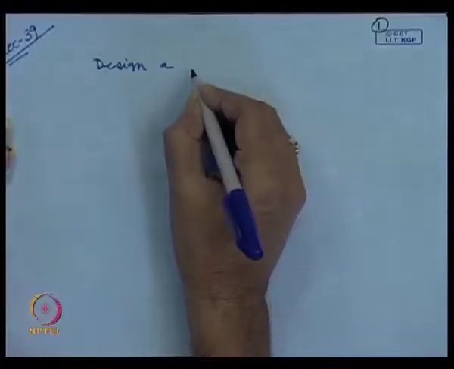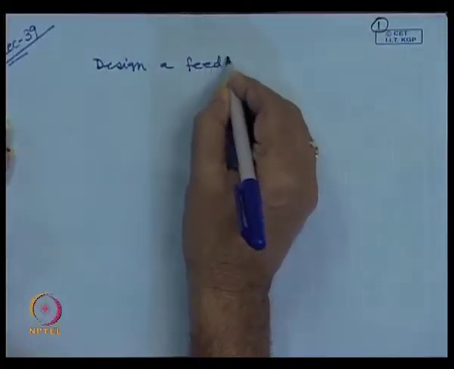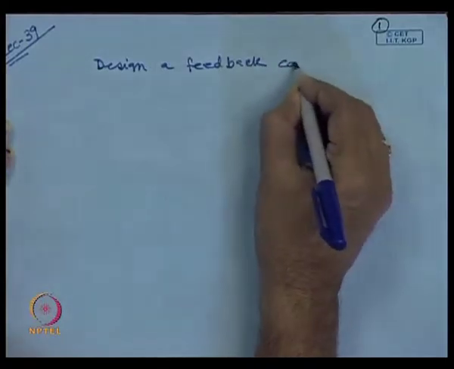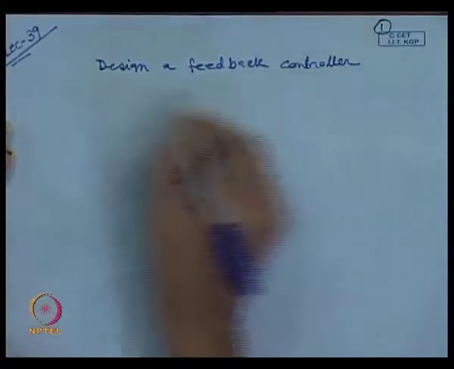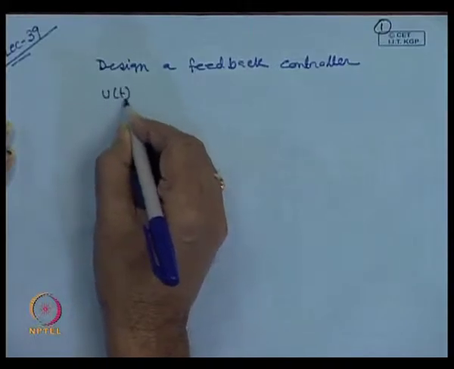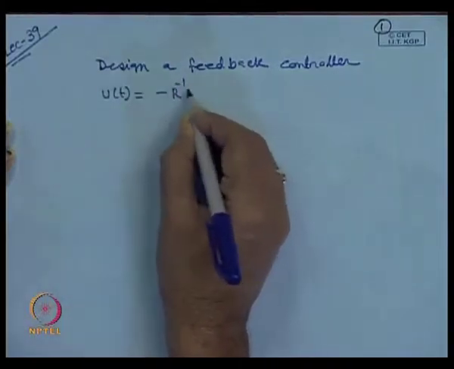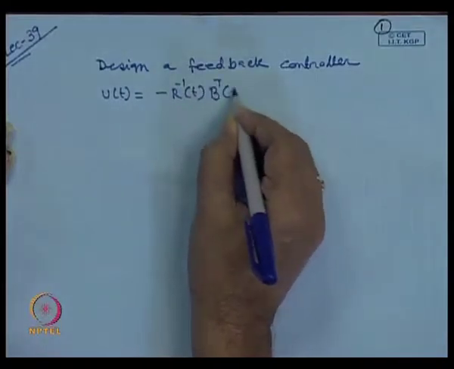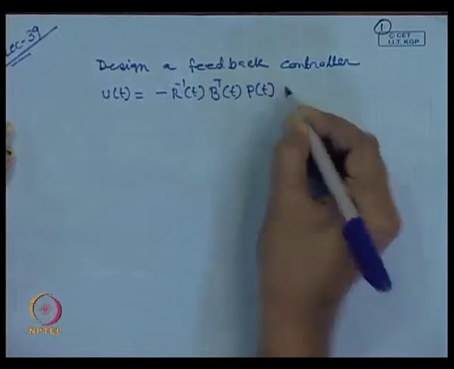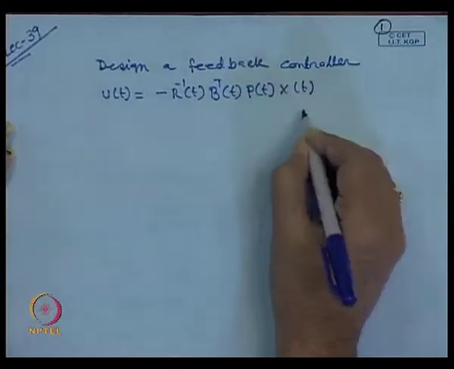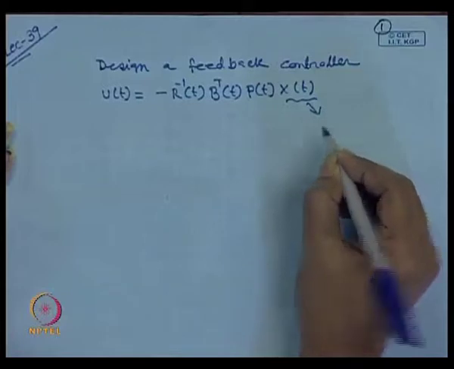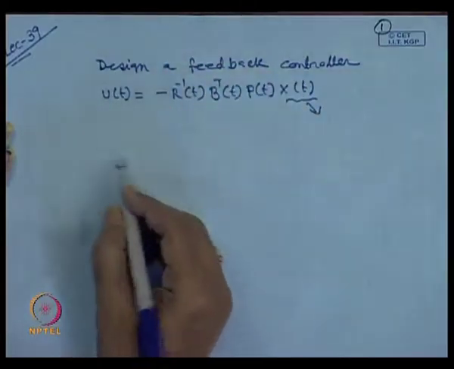Last class we derived the expression for the solution of LQR problems. Let us discuss briefly what the LQR problem is. Our problem is to design a feedback controller or control law, which is described by u of t is equal to minus R inverse of t B transpose of t P of t into x of t. We assume the states are accessible, measurable for feedback purpose.